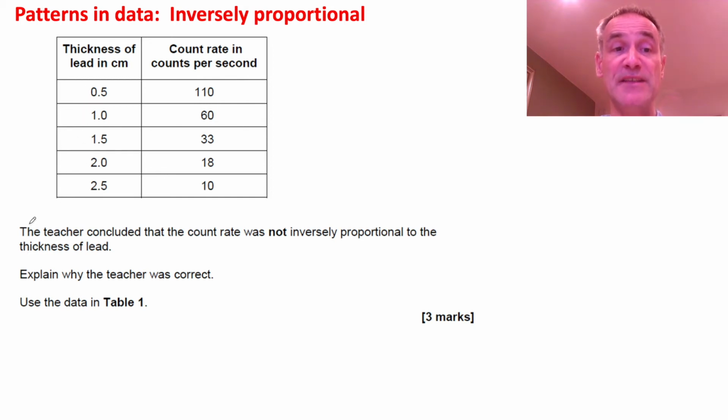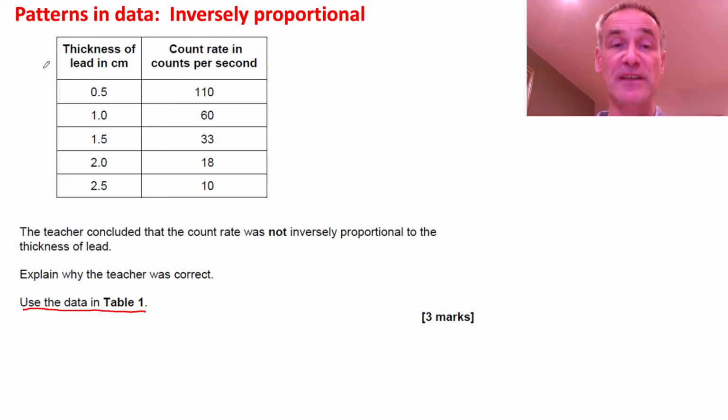And it said the teacher concluded that the count rate was not inversely proportional to the thickness of lead. Explain why the teacher was correct. And it says use the data. So if I don't use the data from table 1, I'm going to get no marks.